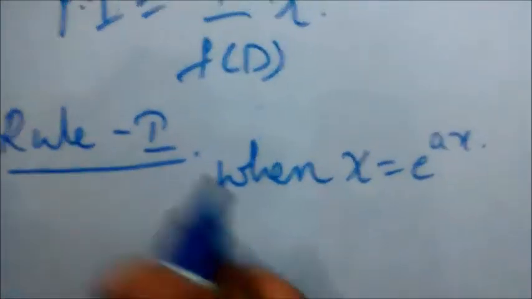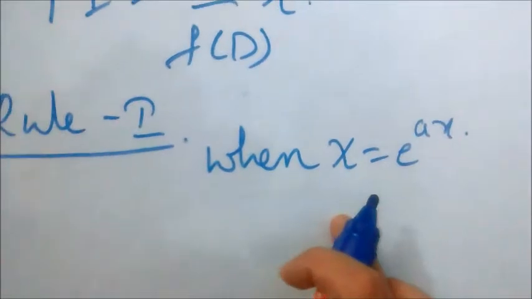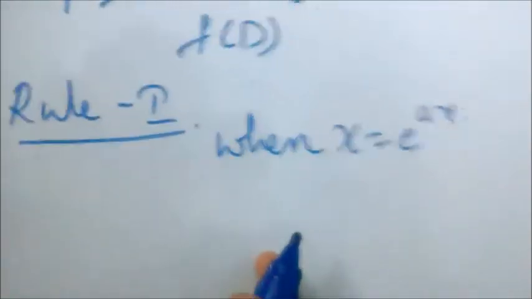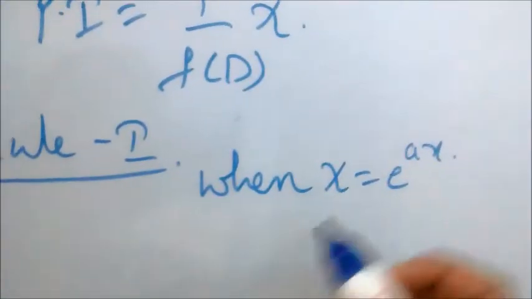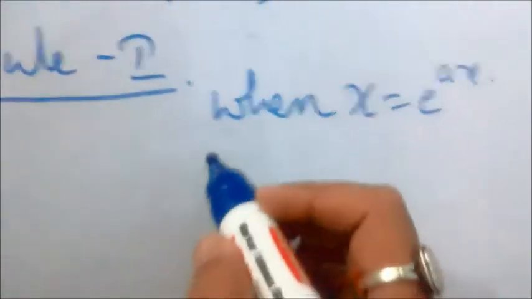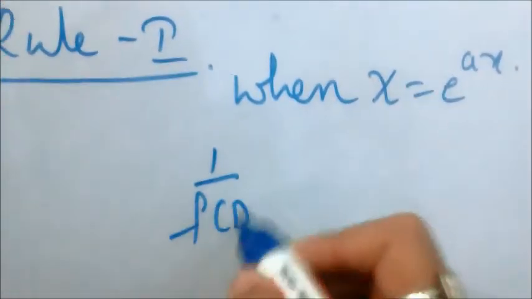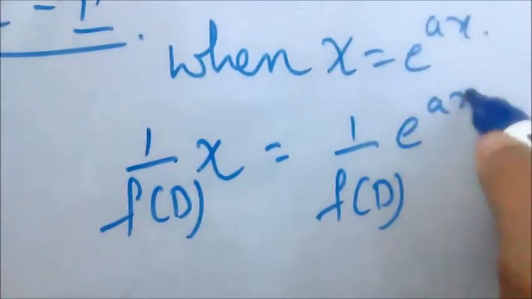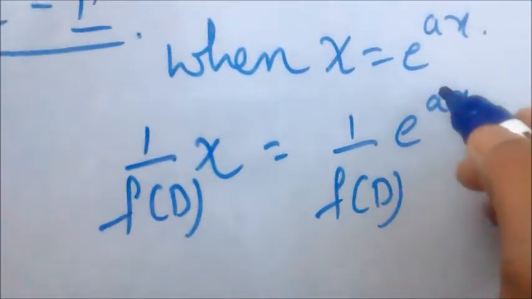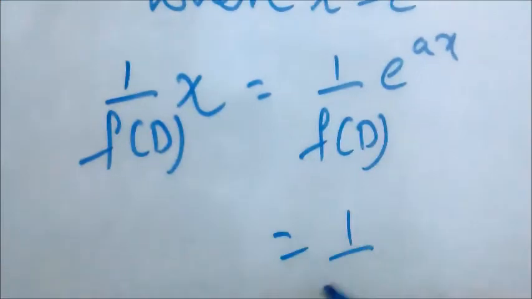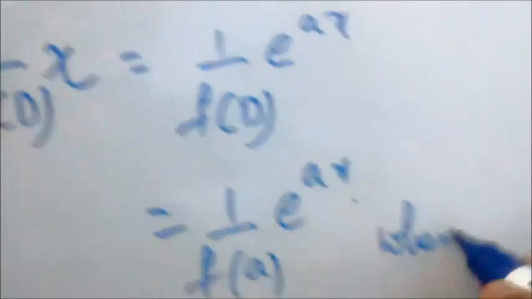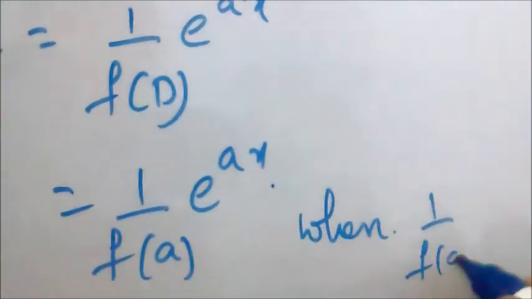The first rule, when X is equal to e to the power of ax, in this we have to substitute D is equal to a. 1 by f of D into e to the power of ax is equal to 1 by f of D e to the power of ax. Whatever the a value is here, we have to substitute in place of D: 1 by f of a e to the power of ax, when f of a is not equal to 0. This is the case 1.